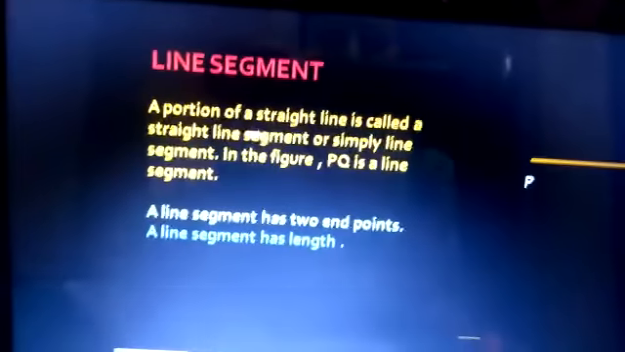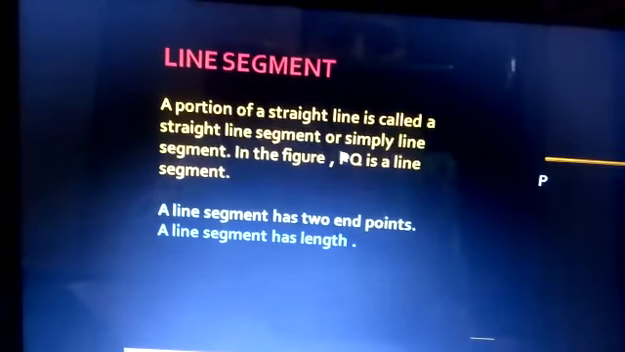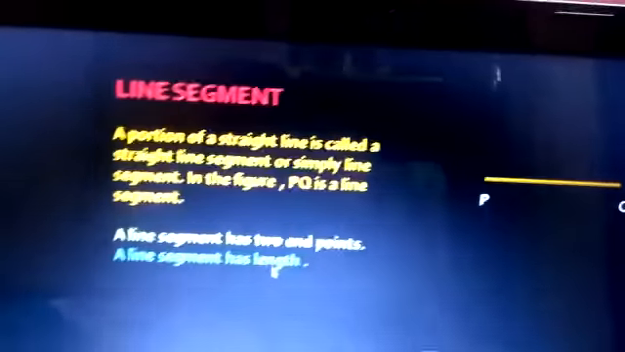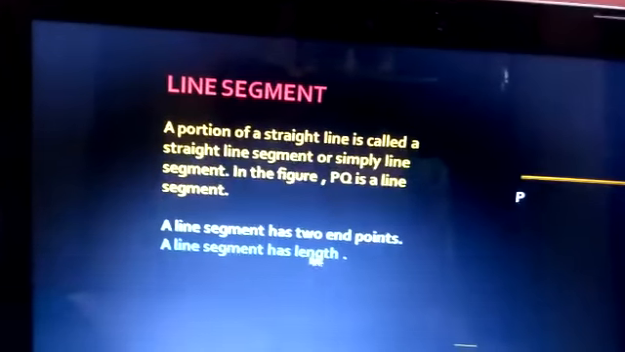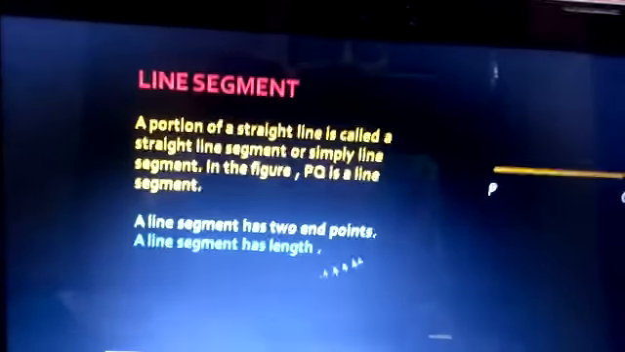Let us know about line segment. This is line segment PQ. A portion of a straight line is called a straight line segment or simply line segment. In the figure, PQ is a line segment. A line segment has two endpoints. A line segment has length.